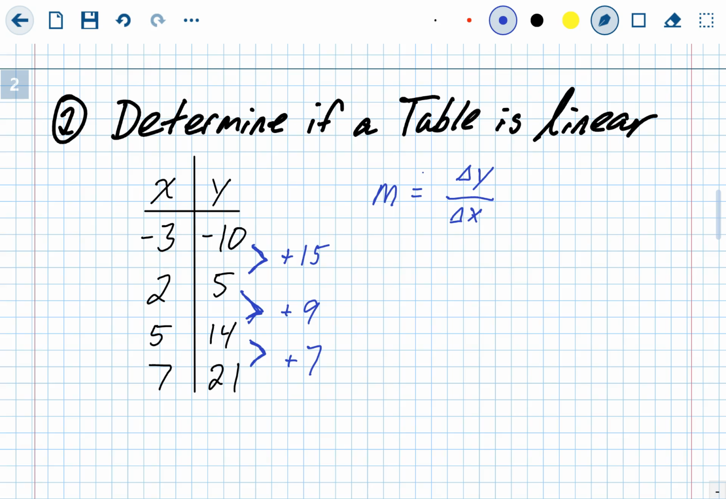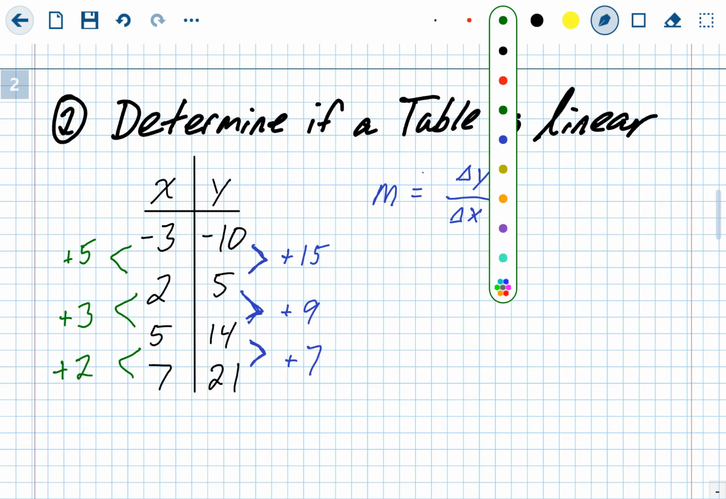The x's, let's find the change in x's. Okay. So going from negative 3 to 2 is plus 5. Going from 2 to 5 is plus 3. And going from 5 to 7 is plus 2. Okay. Now all those ratios of changes should be the same. Okay. So let's try them.